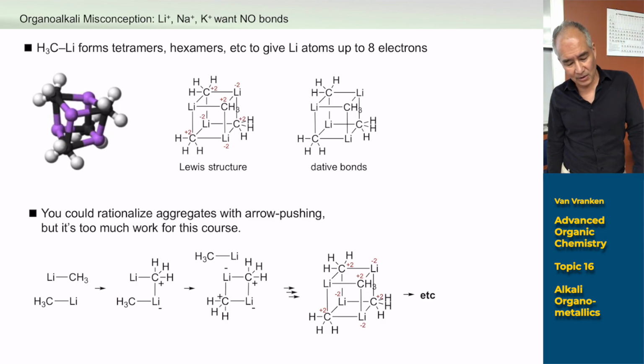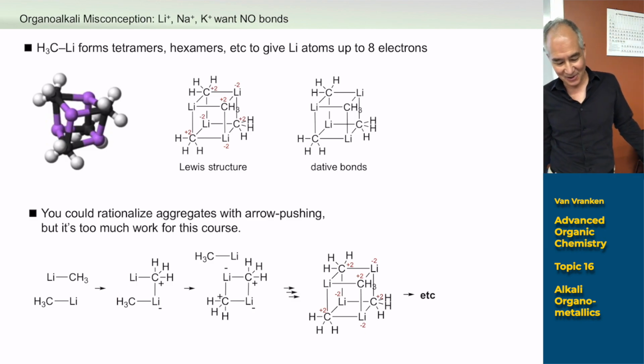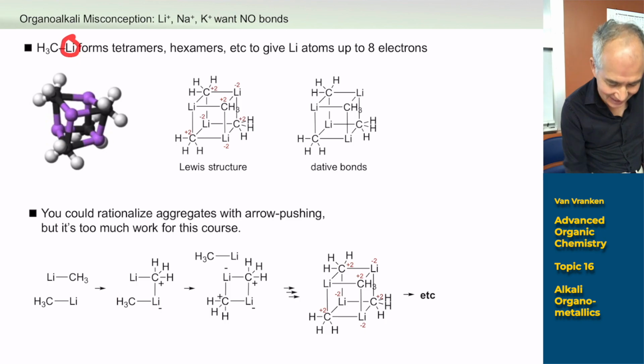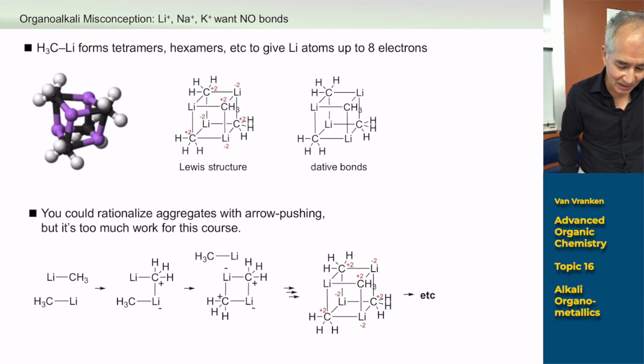All this weird-looking structure here is driven by the fact that lithium wants 8 electrons. Lithium is insanely desirous of having 8 electrons. It doesn't want 2 electrons, right? This is 2 electrons in lithium. That's no good. And still in this structure, the lithium only has 6, but you're getting close.